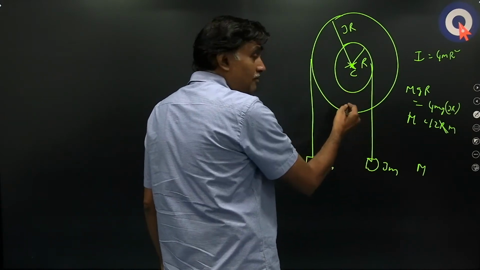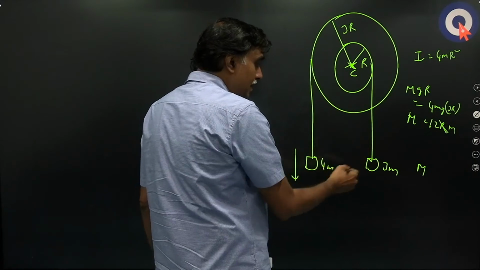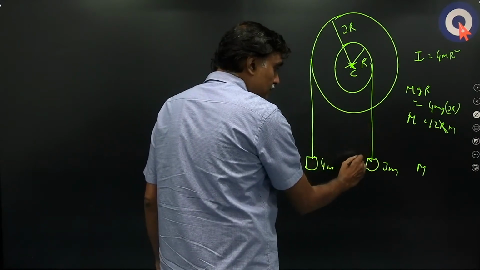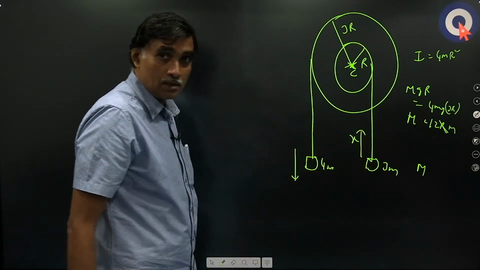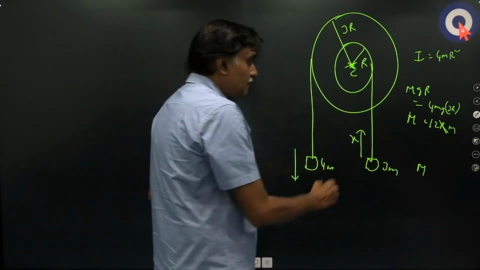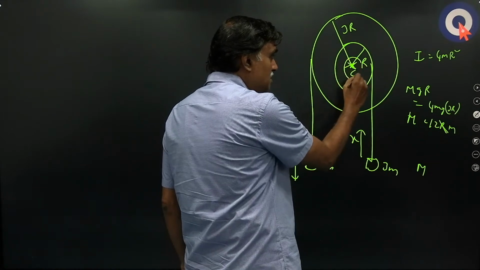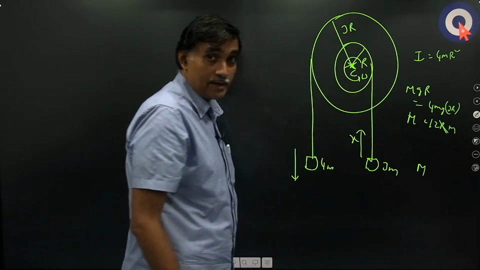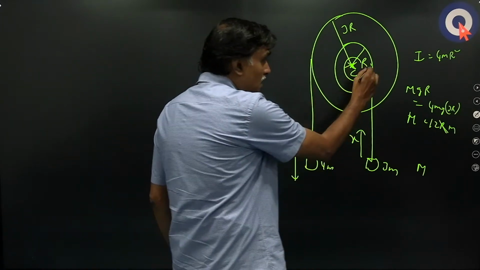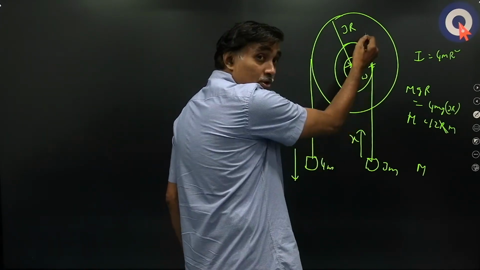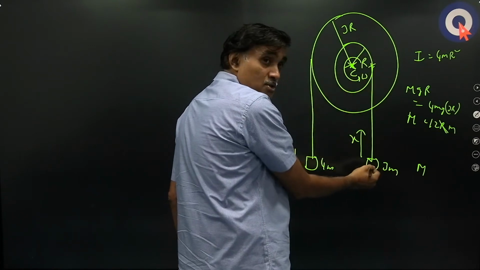Then what is the relation between velocities? So let us say it goes up by x. In some time t, it goes up by x. Then how much does it come down? Angular velocity of this is omega, which is changing continuously. At a particular instant, its angular velocity is omega. Then what is velocity of this point? r omega upwards. That is equal to velocity of this point.